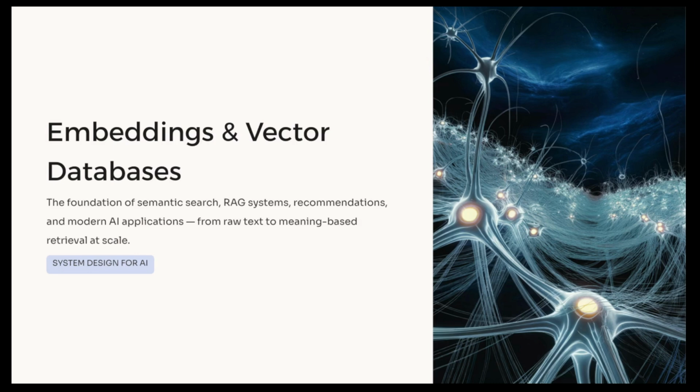Today, I'd like to walk through embeddings and vector databases in system design. Embeddings and vector databases are the foundation of semantic search, RAG systems, recommendations, clustering, and many modern AI applications. The core idea is simple. Text becomes an embedding vector, then the system performs similarity search. Instead of searching only by exact keywords, embeddings allow us to search by meaning.